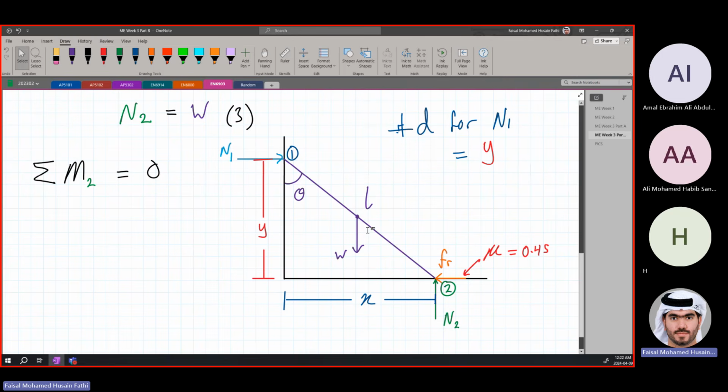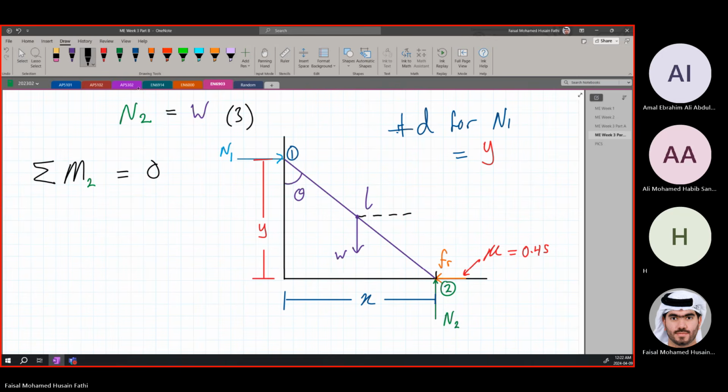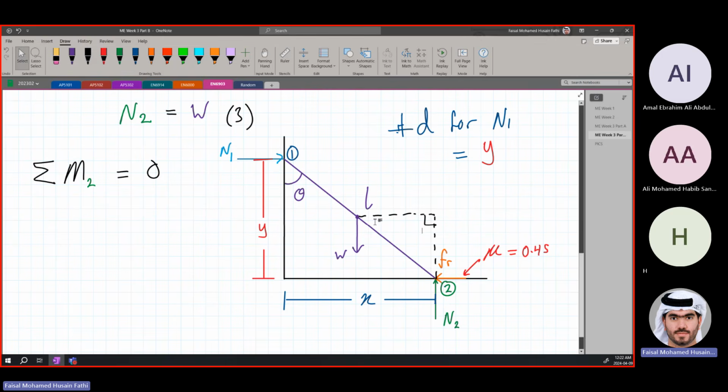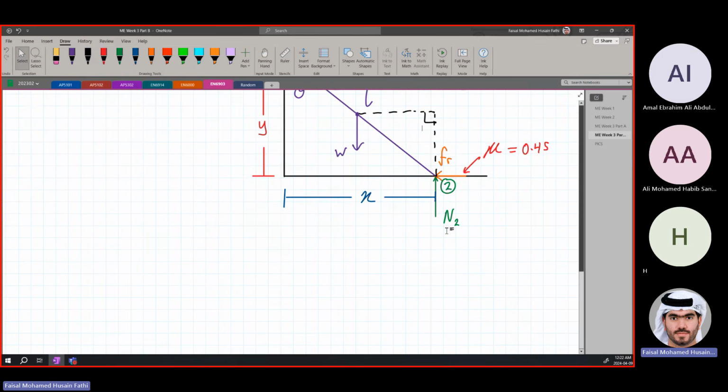Now we need to find the perpendicular distance from the weight to point 2. So if I draw a perpendicular line to this point, we're going to have this red triangle that will form. Let's analyze this triangle so that we can move on. If I just redraw the triangle that we got, this is what it looks like. And this is where your trigonometry skills will be very important.